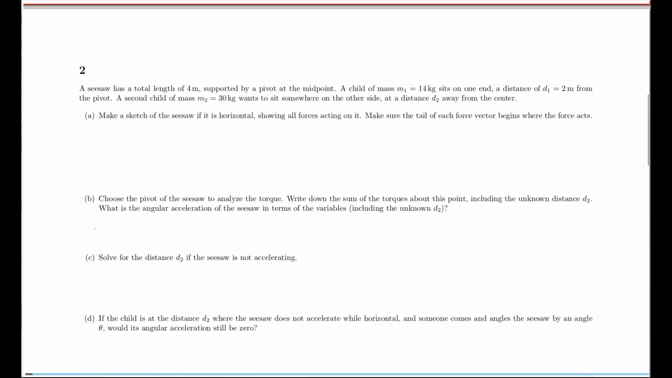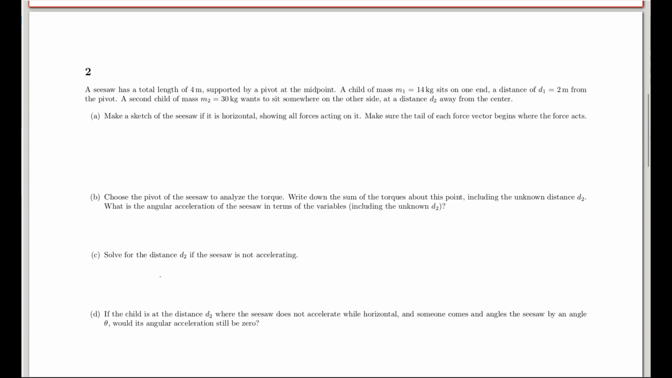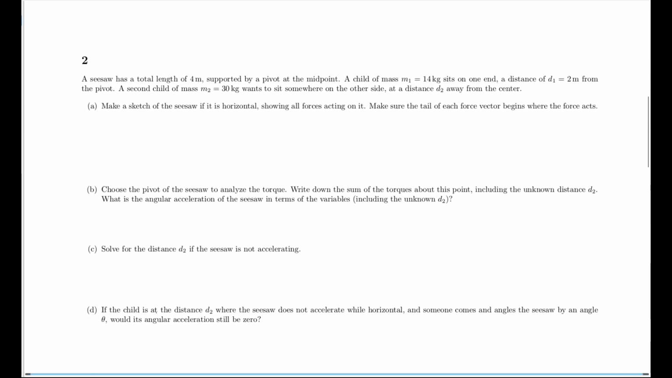So let's move on and apply this. A seesaw has a total length of 4 meters supported by a pivot at the midpoint. A child, mass 14 kilograms, sits on one end, a distance 2 meters from the pivot. Another child wants to sit somewhere on the other side. Okay, so doodle the seesaw if it is horizontal, showing all forces that act on it. Make sure the tail of each force vector begins where the force acts. So this is asking us to draw an extended free body diagram. So here is our seesaw.